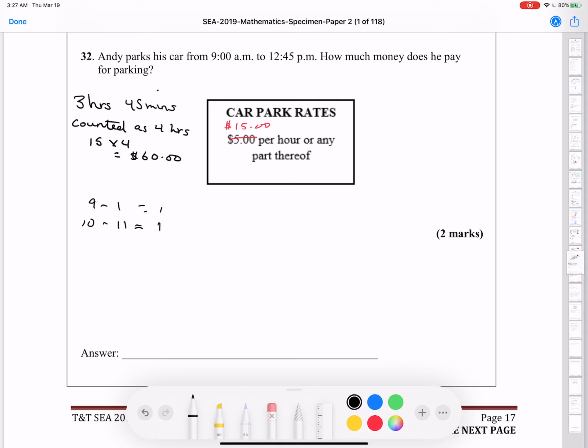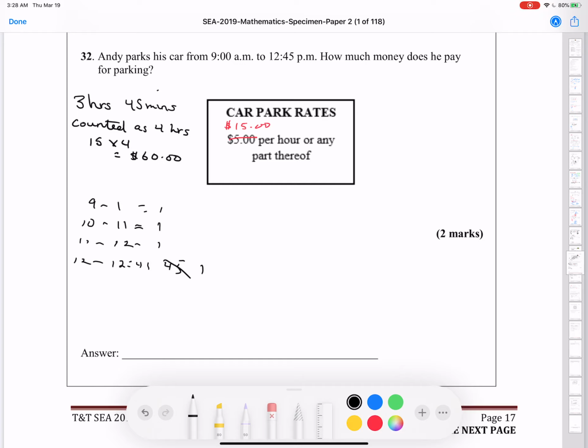11 to 12 is 1 hour. And we went 12 to 12:45, that's 45 minutes. But because you spent 45 minutes of an hour, they're going to charge you for the entire hour. So we do as if it were a whole hour.